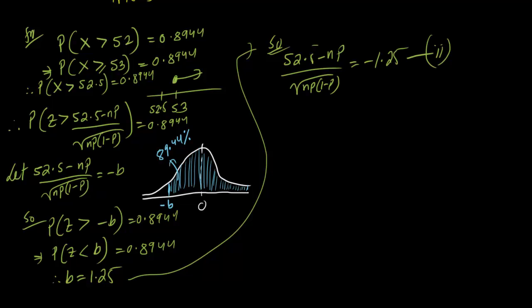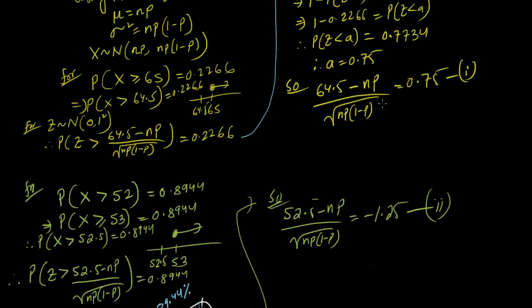Now we have to solve this. The question is, how do we solve this? In order to solve this, what we have to do is we have to take this equation over here and the previous equation, equation 1 and equation 2, and somehow we have to find a connection. What we can do is we can write this equation equals (64.5 minus np) divided by 0.75 equals square root of np(1 minus p).